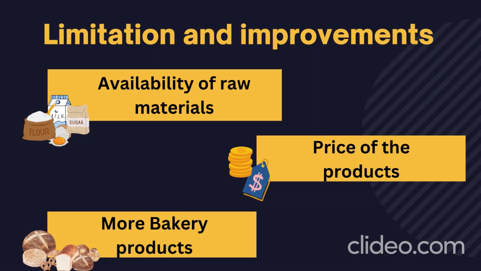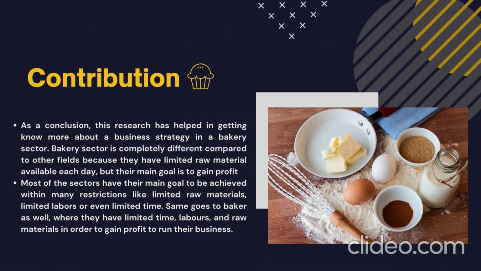As a conclusion, this research has helped and contributed in getting to know more about the business strategy used in the bakery sector. The bakery sector is completely different compared to other fields because it has very limited raw materials available each day, but its main goal is to gain profit. The amount of ingredients used in each product, cost of each product, selling price of each product, and profit of each product were also identified. Moreover, this research has helped the bakery sector to identify the amount of each product that should be produced to prevent wastage and also to gain profit.